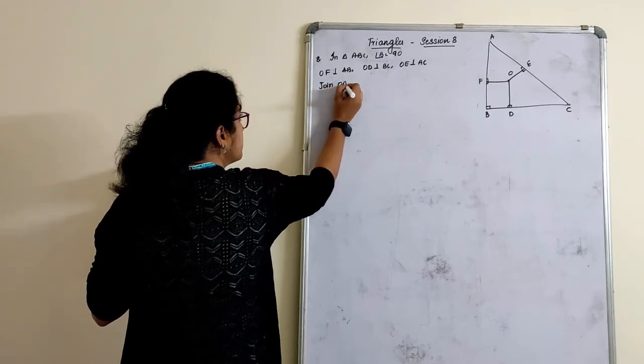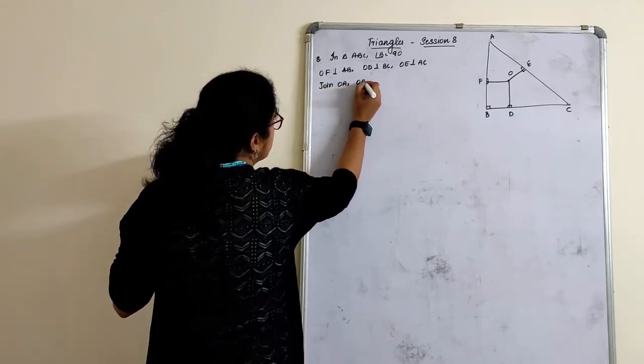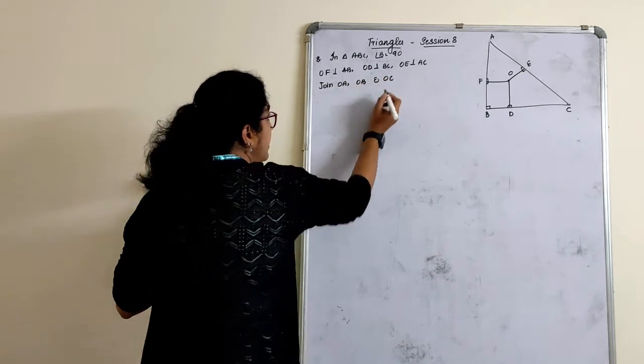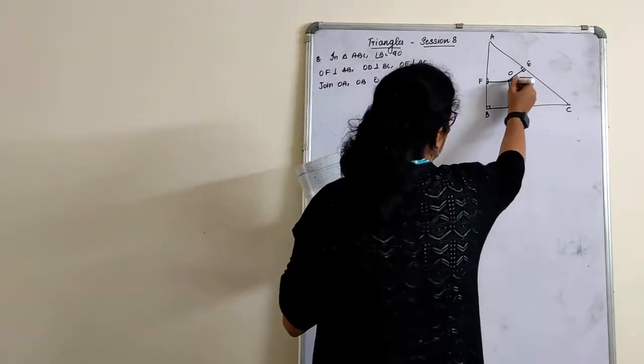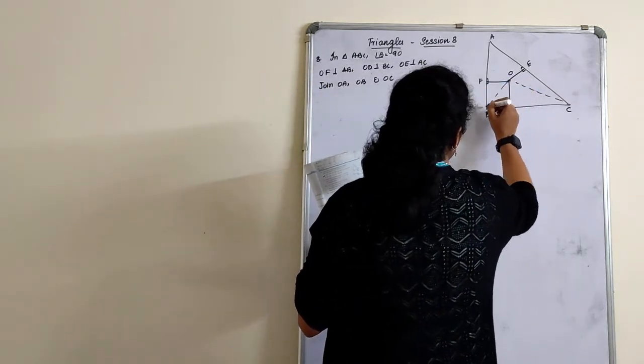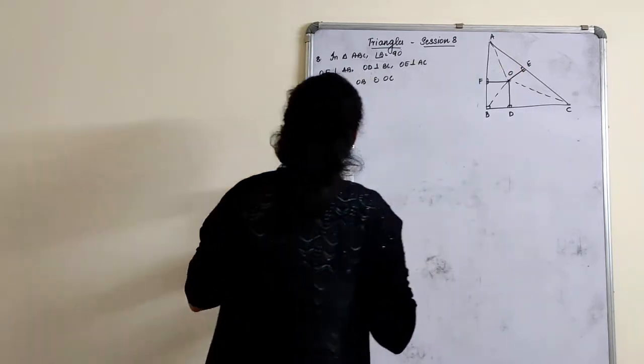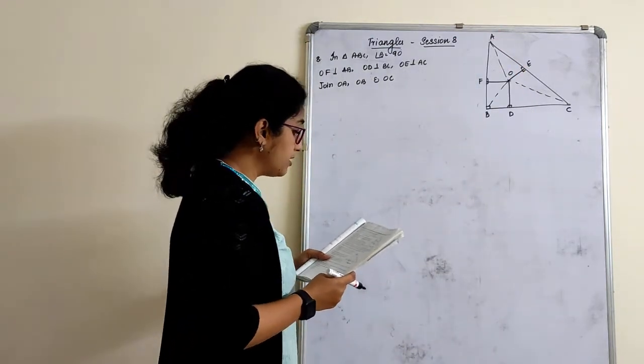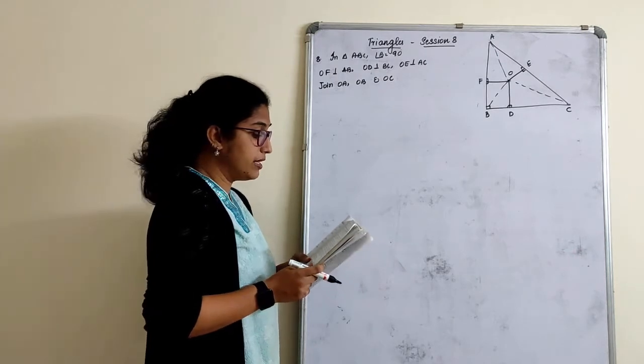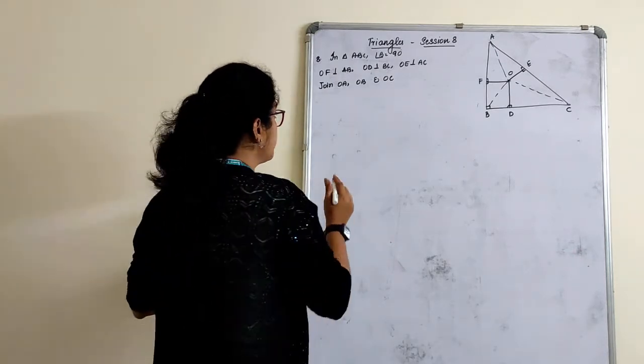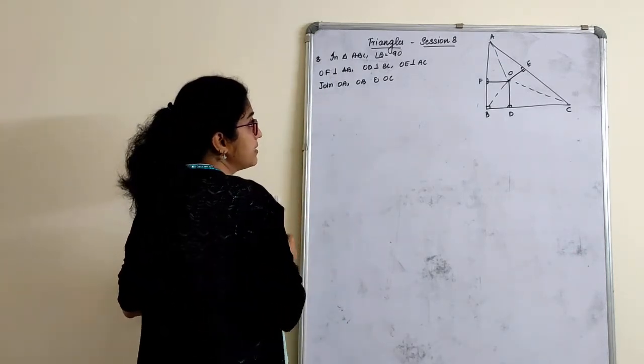Join OA, OB and OC. So join this part and to this. We have to show that two different set of proving part is given and that is only done by Pythagoras theorem. So how do we consider that now?